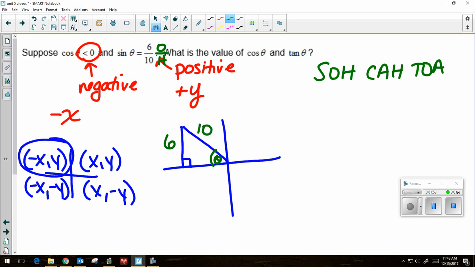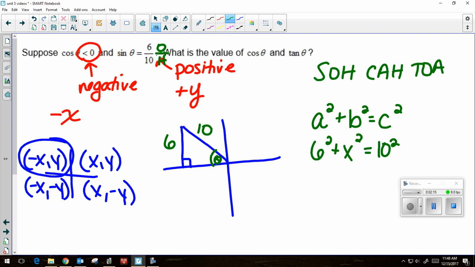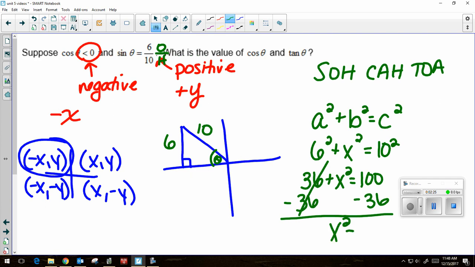So now I need to find the missing side in my triangle. If I have a right triangle and I have two sides and I'm missing a third, I'm going to use the Pythagorean theorem. So a squared plus b squared equals c squared. Remember that c squared is always your hypotenuse. So 6 squared plus x squared equals 10 squared. 36 plus x squared equals 100. Subtract 36 on both sides. X squared is equal to 64. Square root, you're going to get 8.